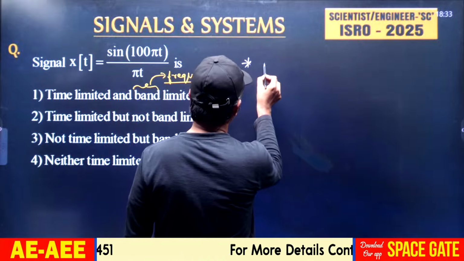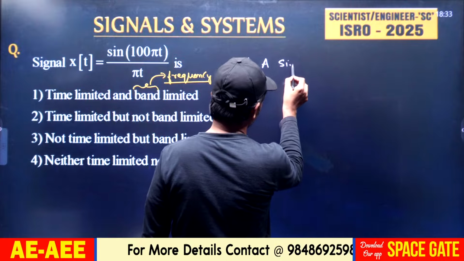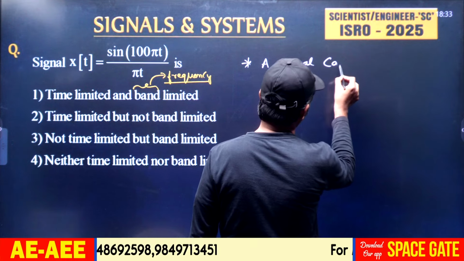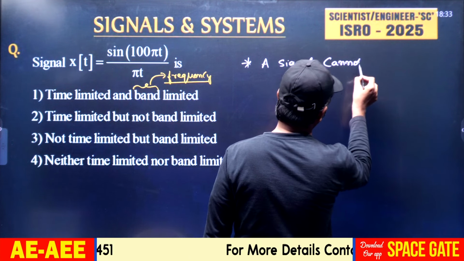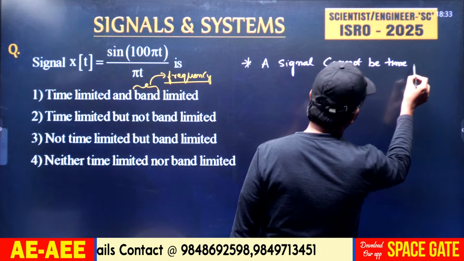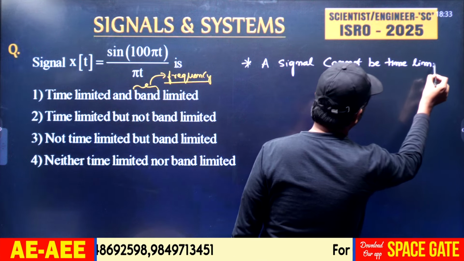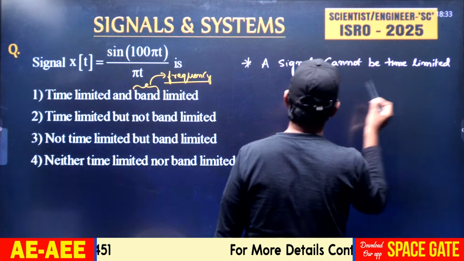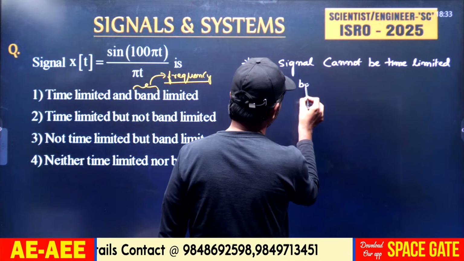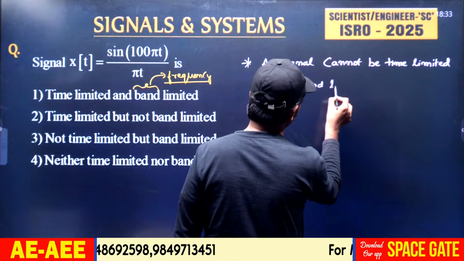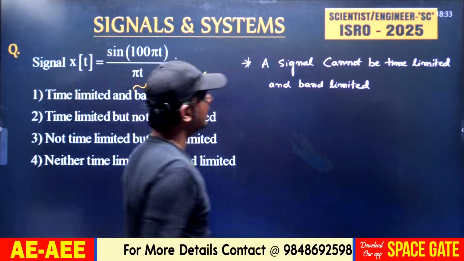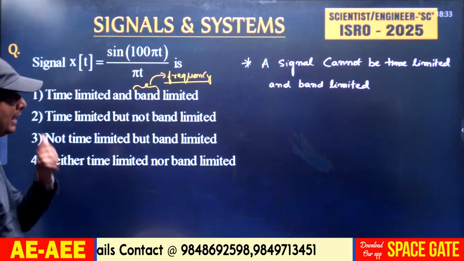that point is, a signal cannot be time limited and band limited. A signal cannot be time limited and band limited. Band means frequency. What I am saying is, a signal cannot be time limited and band limited.